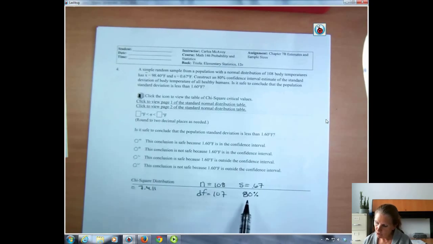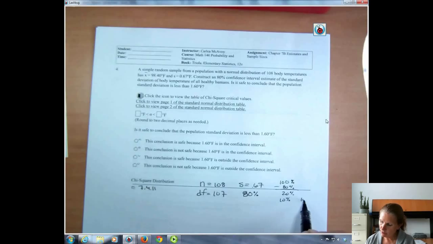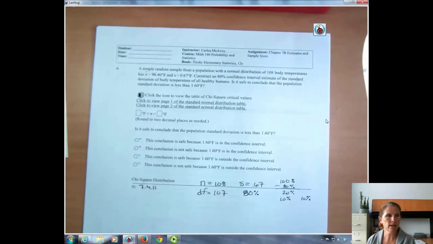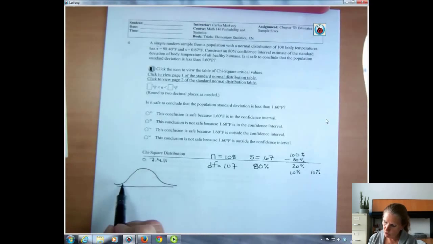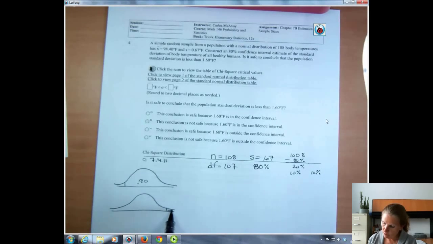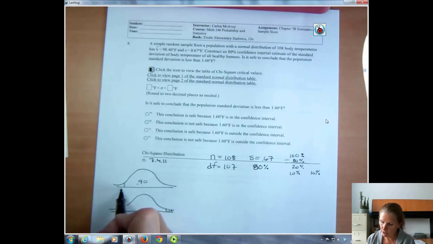Anyway, so I have what I need. 80% means that I have 10% on either side of that tail, right? So it looks like this. Here, what's to the right is going to be 90%. Over here, when I'm looking at what's to the right, it's going to be 0.10 or 10%. So I can find my two chi-squared values that way. Here's chi-squared left, here's chi-squared right.